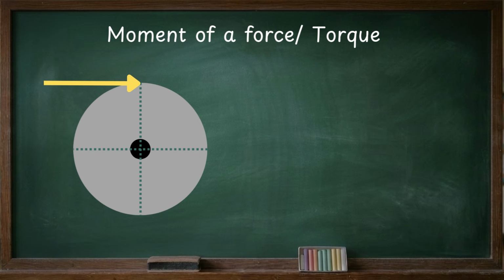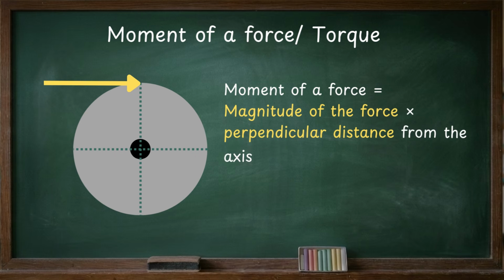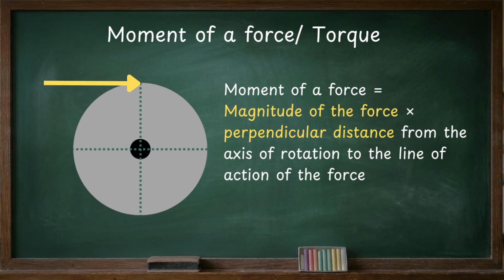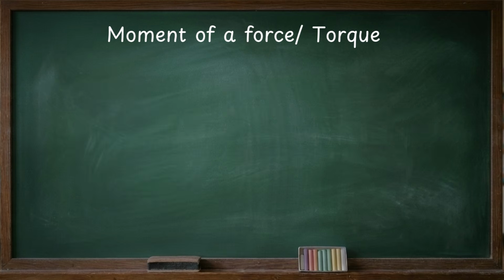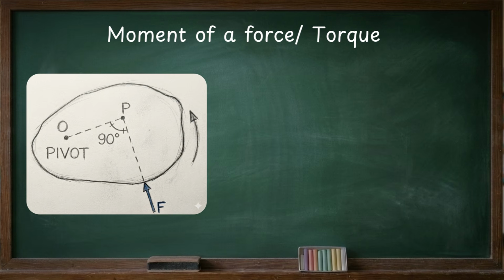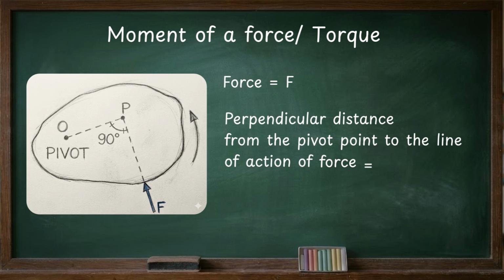To measure it accurately, just remember this simple formula. The moment of a force equals the magnitude of the force multiplied by the perpendicular distance from the axis of rotation to the line of action of the force. If you look at a typical diagram, if your force is F and the perpendicular distance from the pivot point O to that force line is OP, then your torque is simply F multiplied by OP.